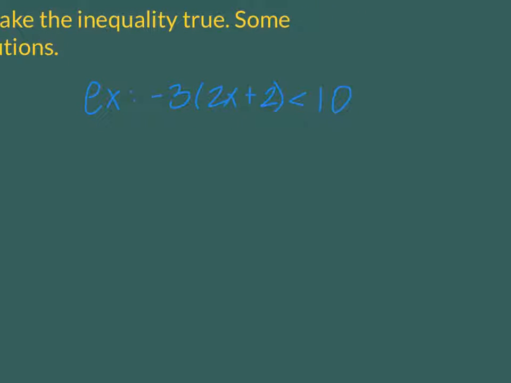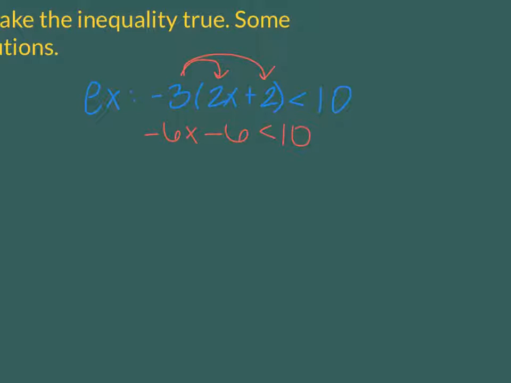Now let's look at a little bit more complicated inequality. The other ones we didn't have to do any distribution. This one we do. It says -3 times the quantity of 2x plus 2 is less than 10. The first thing I'm going to do is distribute the negative 3 to the 2x and to the 2. So this becomes negative 6x minus 6 is less than 10.